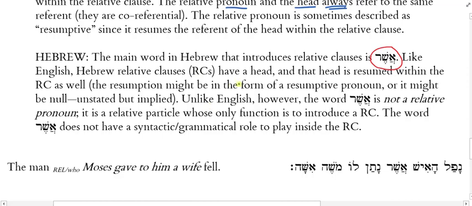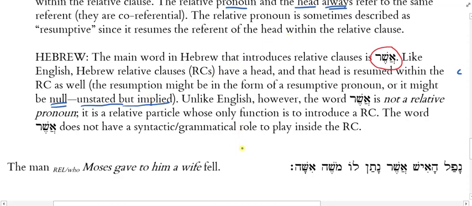Hebrew relative clauses have a head. That head is resumed within the relative clause as well. The resumption might be in the form of a resumptive pronoun, or it might be null. That is to say, it might be unstated but implied. Okay, that's what null means. Null means it's not written, but it's implied.